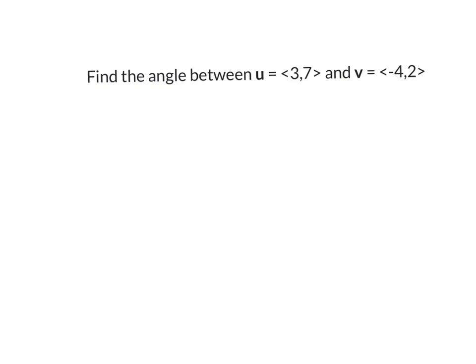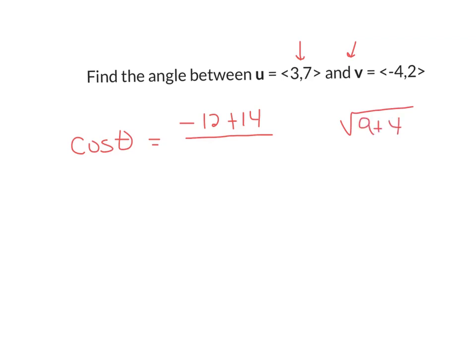Okay, so let's find the angle between those two. So I'm going to set up just like the last slide said. Cosine theta equals the dot product of the two, which means you're going to multiply your x's, multiply your y's, add them together. Find the magnitude of each one. Now the magnitude of this one would be square root of 3 squared plus 7 squared, which is square root of 58. All right, the magnitude of this one would be negative 4 squared plus 2 squared, which would be square root of 20. Normally I'd simplify that, but I'm just going to punch that whole thing in my calculator.